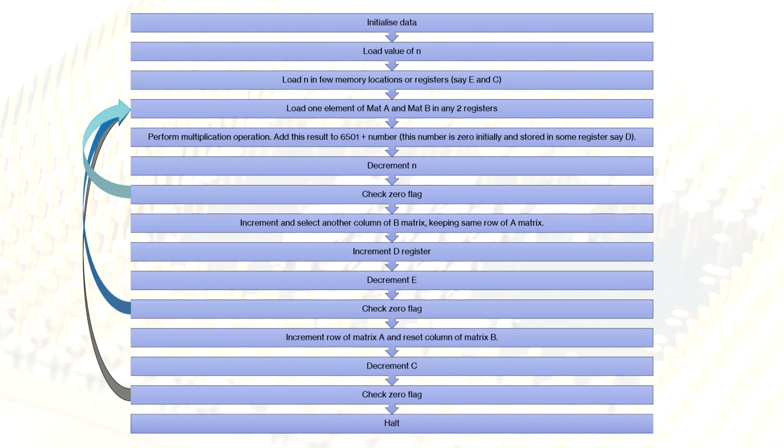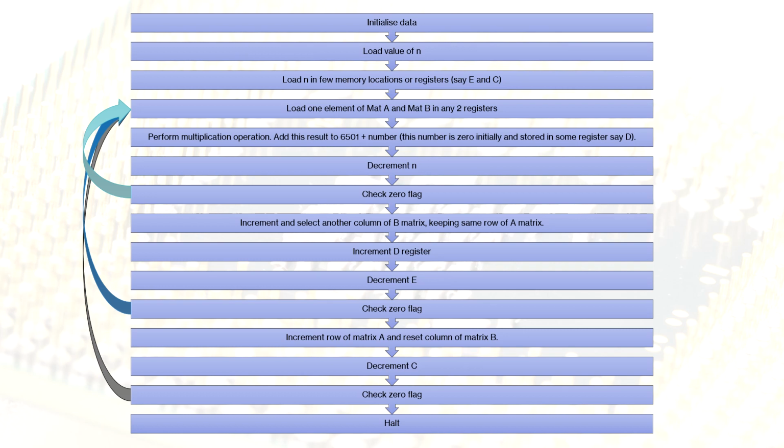Say for example, we are loading them in the accumulator as well as in the B register. Then we know the normal operation of the matrices will be multiplying them. We'll be multiplying those two elements, and adding the result of their multiplication operation to 6501.